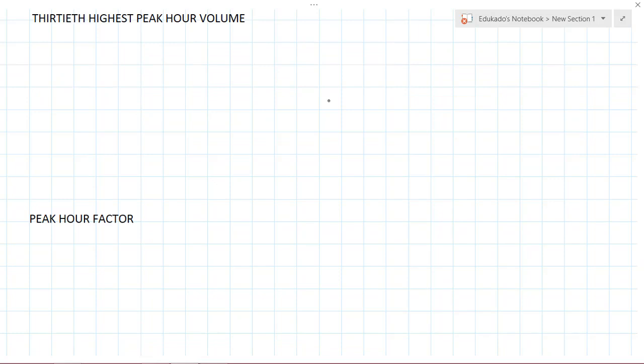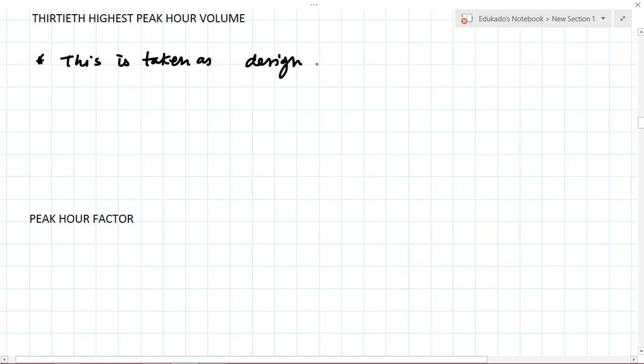Now let's talk about this 30th highest peak hour volume. This is taken as the design peak hour volume. So this is a design-based point. On the basis of its value, you design any highway, that is, how much volume it will pass. So you need to design it for the maximum capacity. So you take this value, the 30th highest.